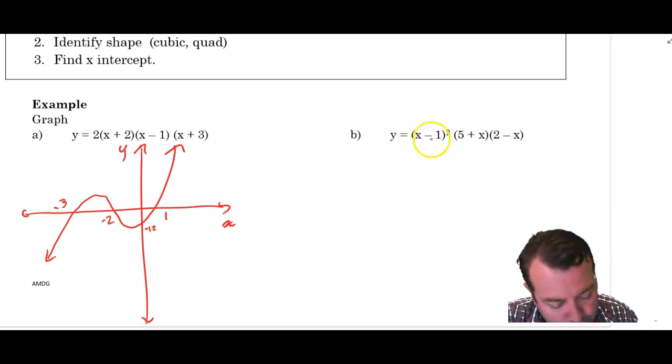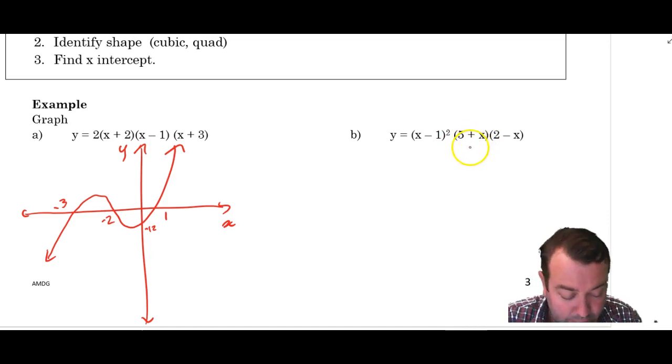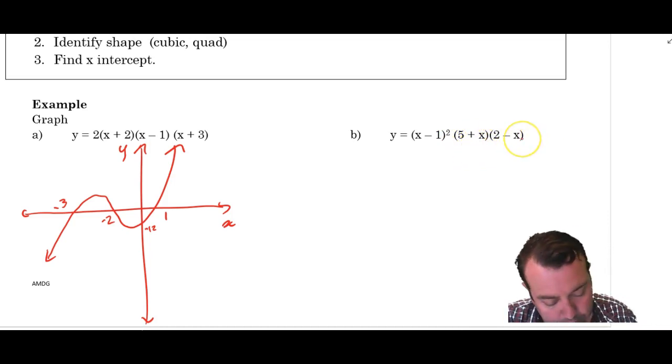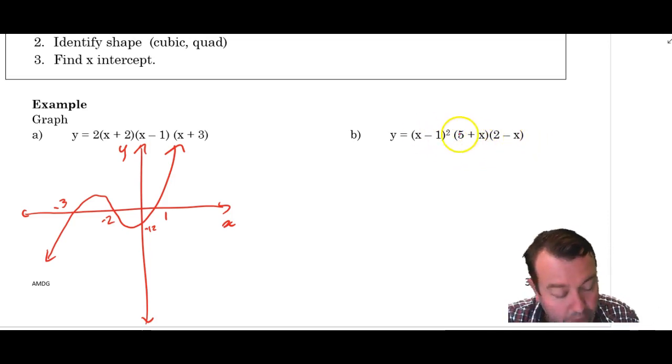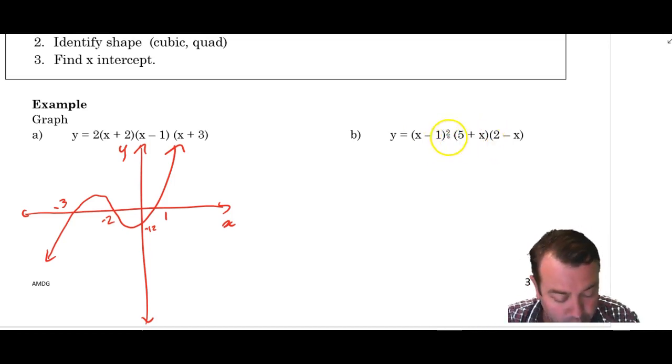So I have 2 roots, right? 2 identical roots at x equals 1. So we've got that there. 5 plus x, that's just being sneaky. That's the same. We could write that as x plus 5. Don't sweat that one. So I have the degree of this polynomial is, I've got 2 x's here, x squared.